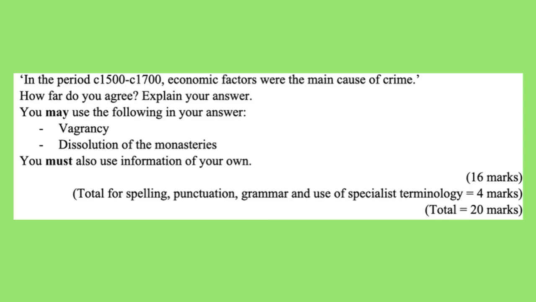In the period circa 1500 to circa 1700, economic factors were the main cause of crime. How far do you agree? Explain your answer. You may use the following in your answer: vagrancy, the dissolution of the monasteries. You must also use information of your own. 16. Total for spelling, punctuation, grammar and use of specialist terminology, 4 marks, for a total of 20 marks.